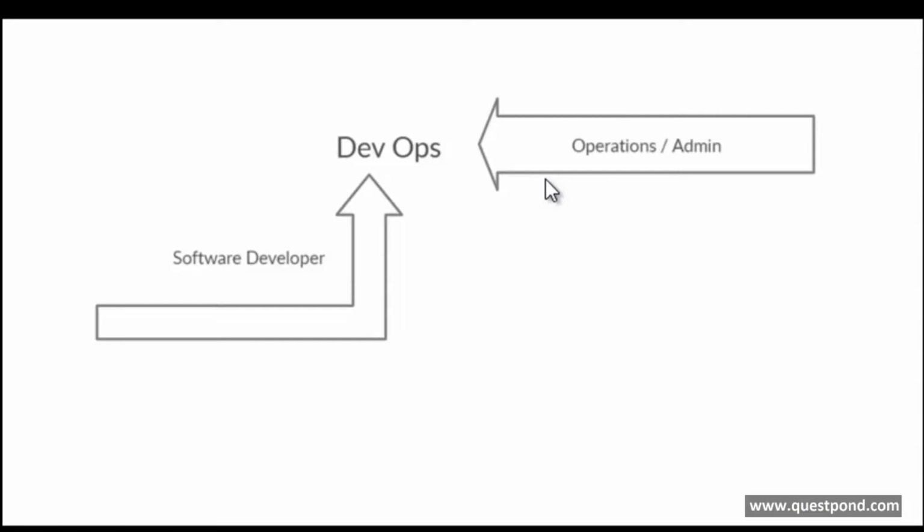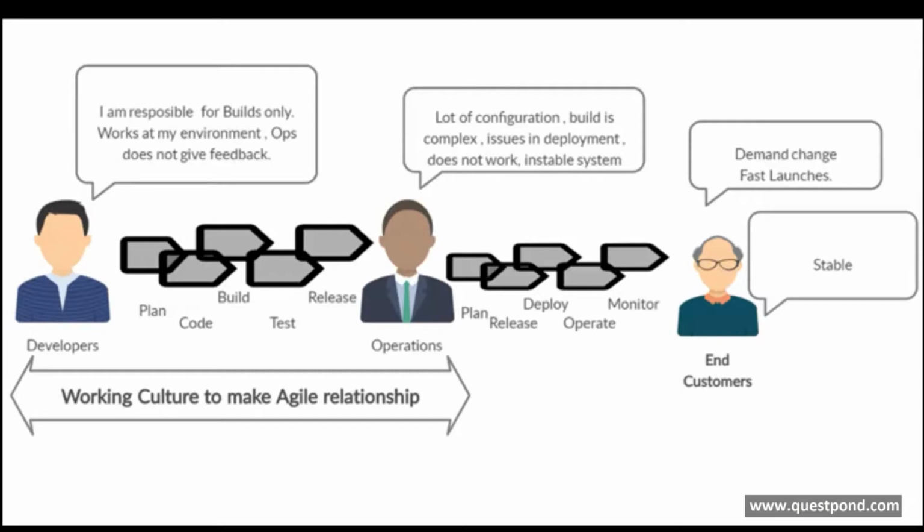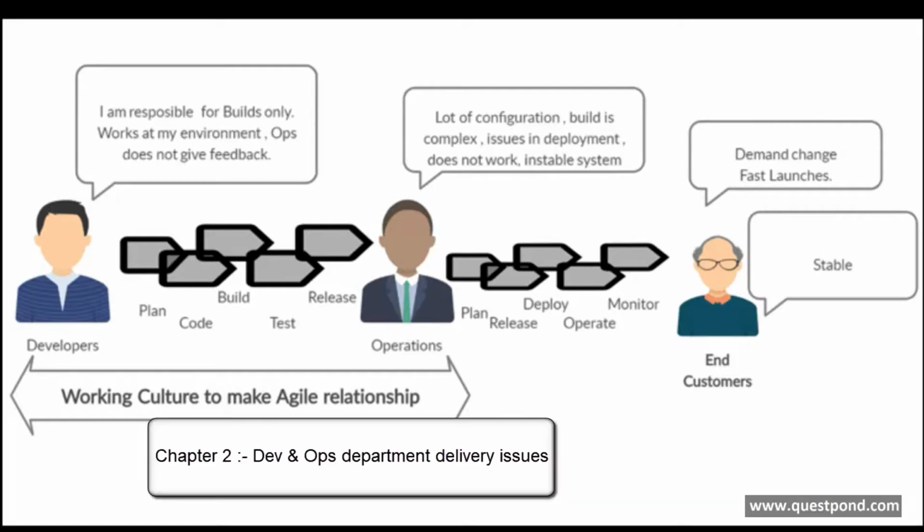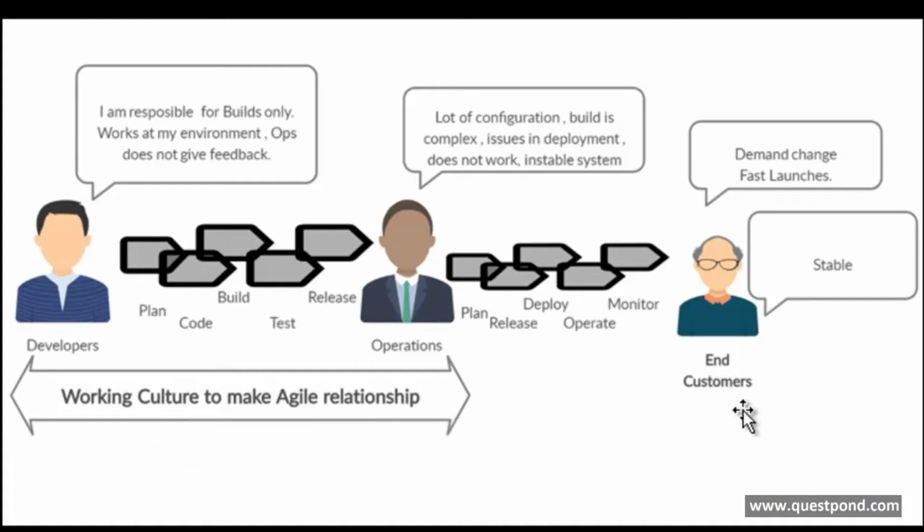In order to understand why we need DevOps, let us understand what happens in a typical software development process, when you want to deliver an enterprise level software to an end customer. What kind of process takes place, and who are the important parties who participate in the delivery of the software? First, you have an end customer who pays for everything and demands that changes be delivered faster, launches happen faster, and that whenever delivery happens, the software should be stable and should not have bugs.